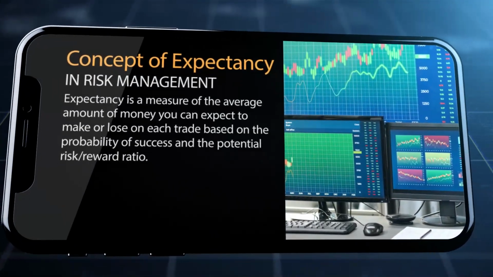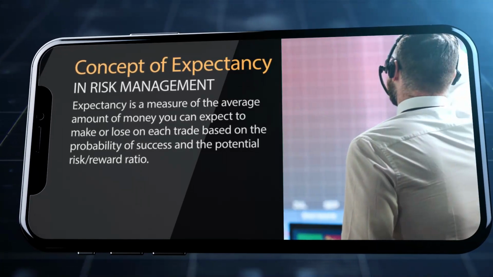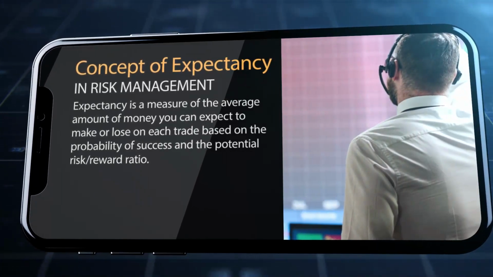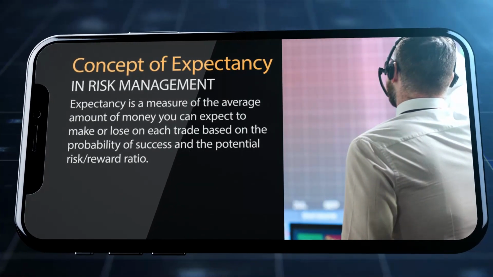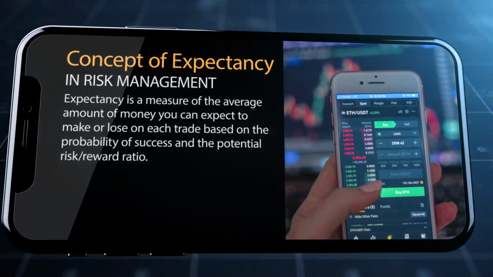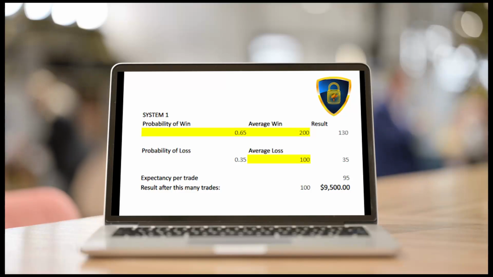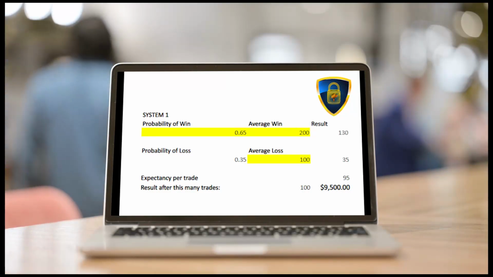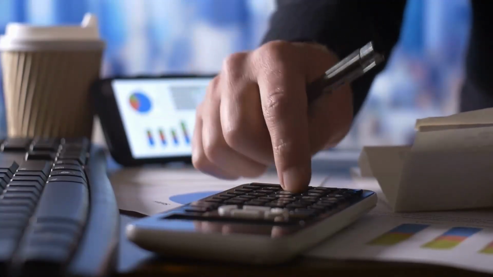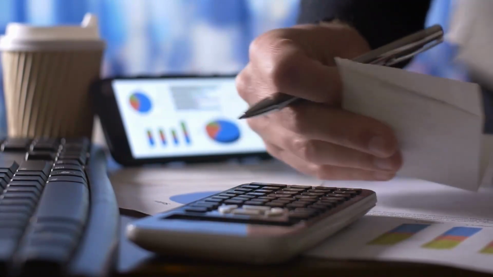Another important aspect of probability and risk in trading is understanding the concept of expectancy. Expectancy is a measure of the average amount of money you can expect to make or lose on each trade that is based on the probability of success and the potential risk-reward ratio. To calculate expectancy, you can use a formula that takes into account your win rate, your average win size, your average loss size, and your risk-reward ratio. By calculating your expectancy, you can determine the profitability of your trading strategy and make informed decisions about risk management.